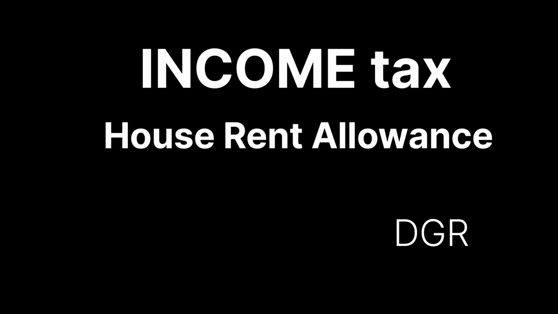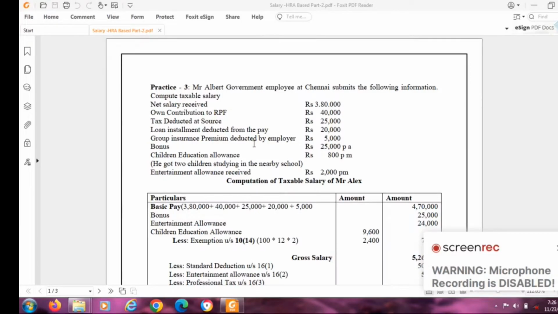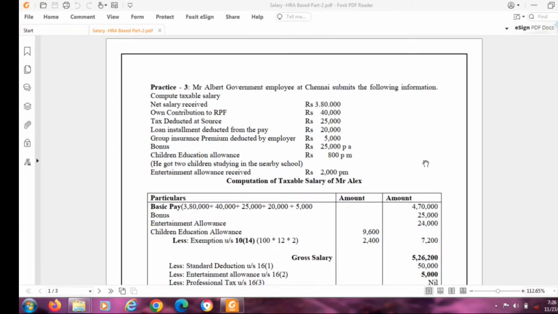Part 2, House Rent Allowance Based Problems. Practice 3. Mr. Albert, a government employee at Chennai, submits the following information. Compute taxable salary. Net salary received 3,80,000, own contribution to RPF 40,000, tax deducted at source rupees 25,000, loan installment deducted from salary rupees 20,000, group insurance premium deducted by employer rupees 5,000. Bonus 25,000 per annum, children education allowance 800 per month. He has 2 children studying in the nearby school, entertainment allowance received 2,000.